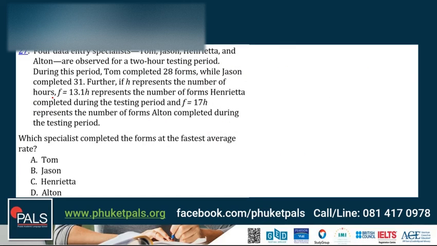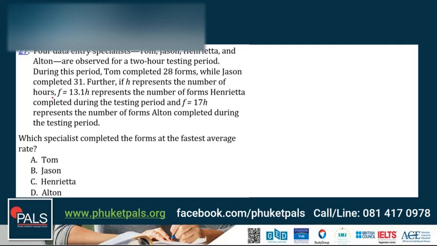27. 4 data entry specialists, Tom, Jason, Henrietta, and Alton, are observed for a 2-hour testing period. During this period, Tom completed 28 forms, while Jason completed 31. Further, if H represents the number of hours, F equals 13.1 H represents the number of forms Henrietta completed during the testing period, and F equals 17 H represents the number of forms Alton completed during the testing period. Which specialist completed the forms at the fastest average rate?